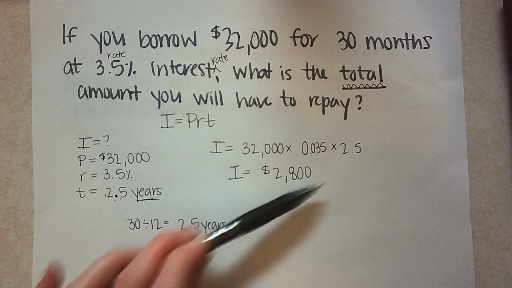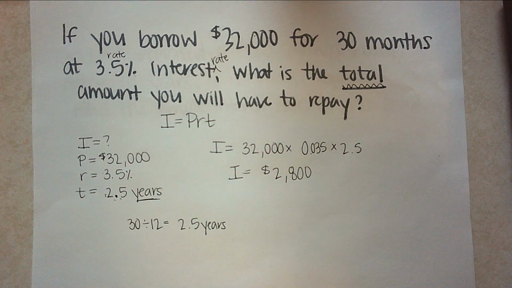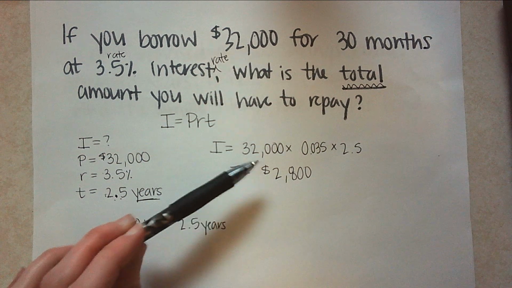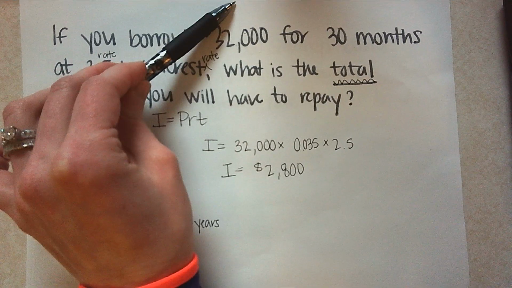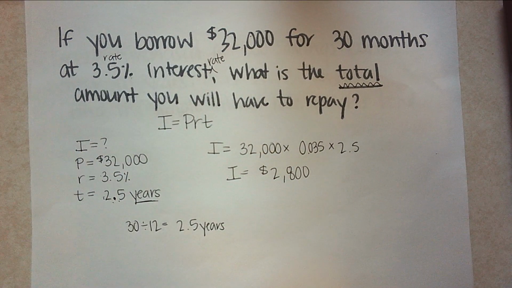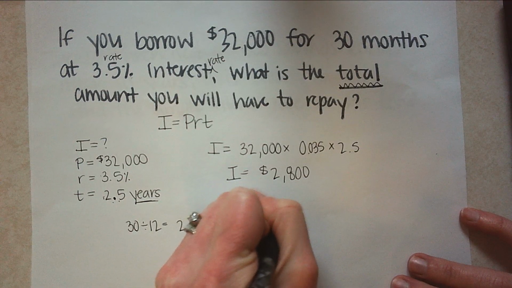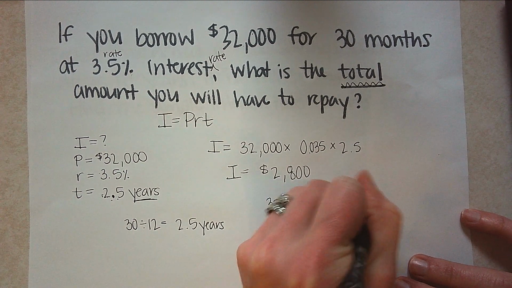Interest is like your fee for borrowing their money. That's the perk of letting people borrow your money. You can charge them a fee for borrowing that money. And so the total amount that we have to repay, we're going to have to pay back principal and interest when we go to pay back that loan. So I've got $32,000 plus $2,800.